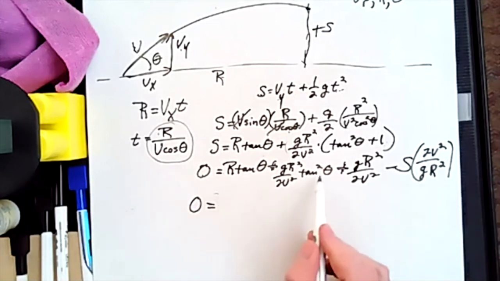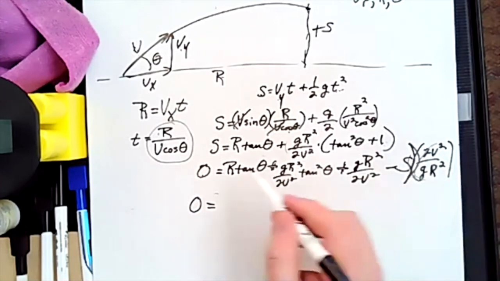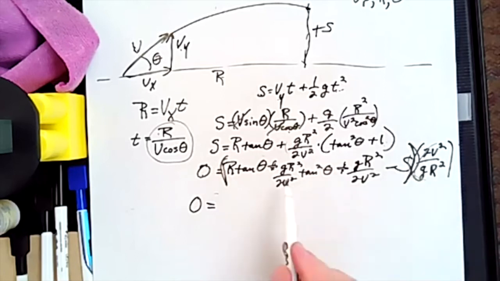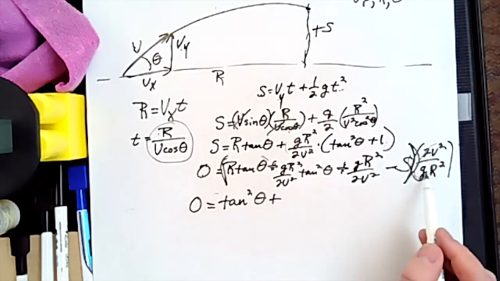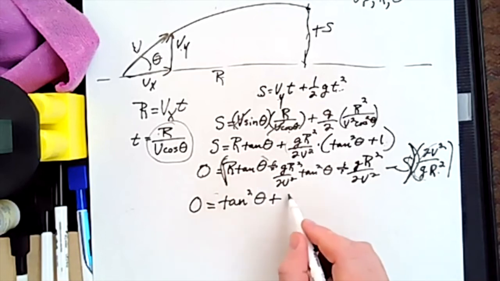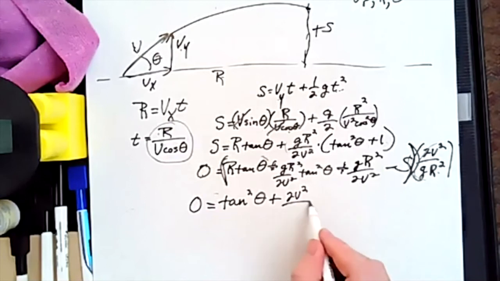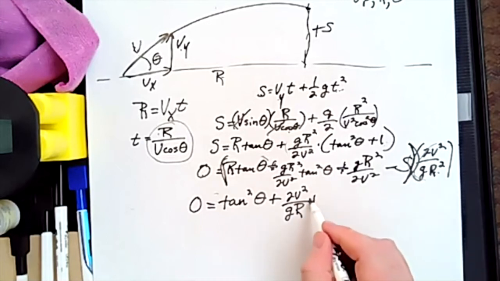So what do I write? I take this term and multiply it by this whole thing. So I take this term and I multiply it by this term, and what do I get? Yep, tangent squared theta. There's my first term. Okay, now I'm going to do this one. So plus, I'm going to take 2V squared over GR squared times R tangent theta. 2V squared R tangent theta divided by GR squared. 2V squared over GR, just R, right? Because that R and one of these R squareds would cancel, right? And then tangent theta.